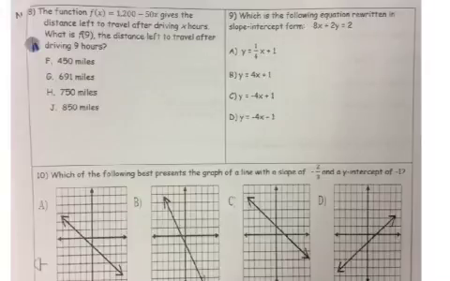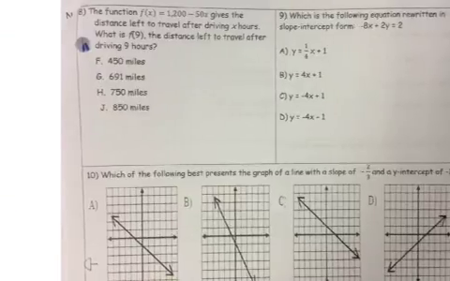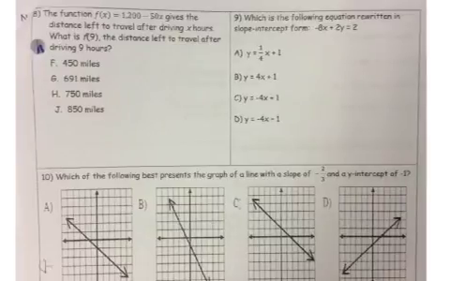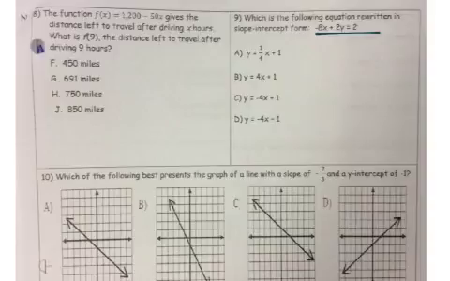Okay, for this page, the first thing I'm going to show you how to do is number 9, and then I'm going to show you how to use a calculator for both number 8 and number 10. So for number 9, what is the following equation rewritten in slope-intercept form? So again, this is standard form, and we need to write it in slope-intercept. That means we need to get y by itself. So I'm going to put a box around my y.